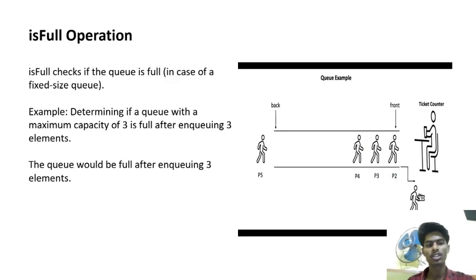Now we are discussing the isFull operation. On the previous slide we checked whether the queue is empty or not by using the isEmpty operation. Now we will check whether the queue is full or not by using the isFull operation. If we want to insert an element in a queue, we have to check whether the queue is full or not. isFull checks if the queue is full in the case of a fixed size queue. Example, determining if a queue with a maximum capacity of 3 is full: after enqueuing 3 elements, the queue would be full.